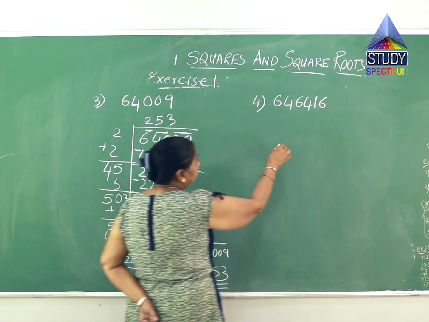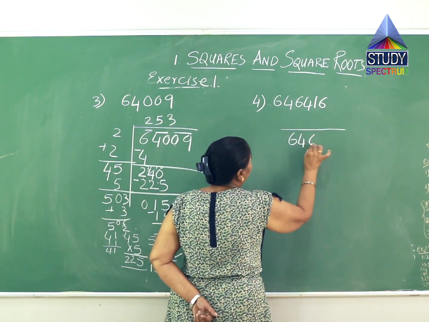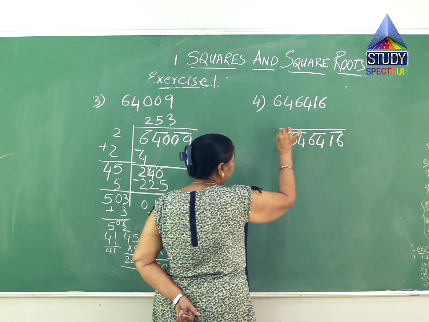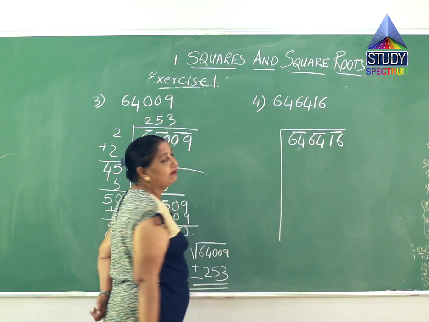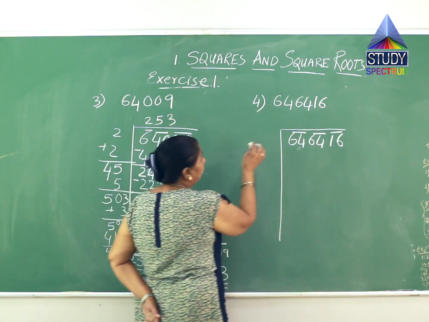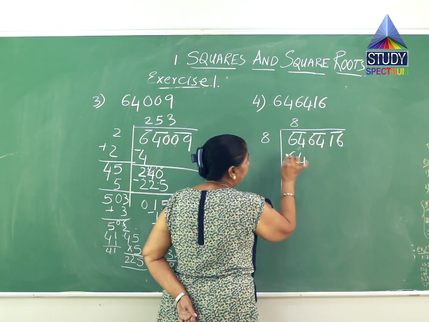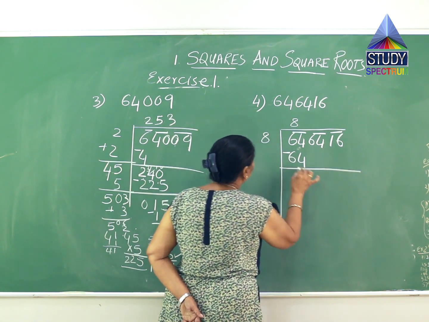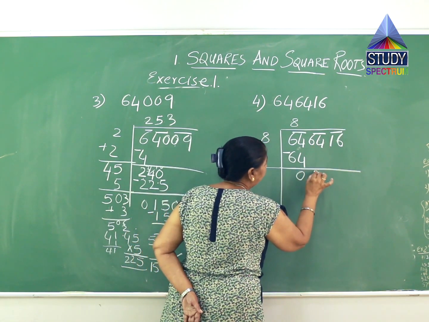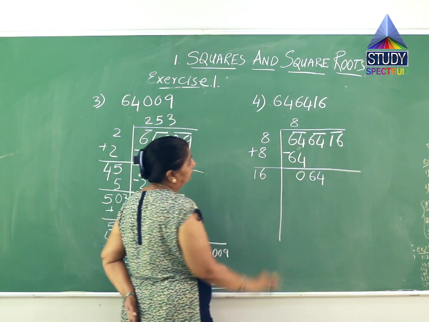Now here is the last example which we can do by division method to find out its square root. Again you have to make the group of 2. The first two numbers is 64, which is very easy for you. We know that it is a square of 8. So directly I can take 8. 8 into 8 gives me 64. Subtract it. 0. Here you have to add 8. Then take below 64. Here it is 8 plus 8 gives me 16.